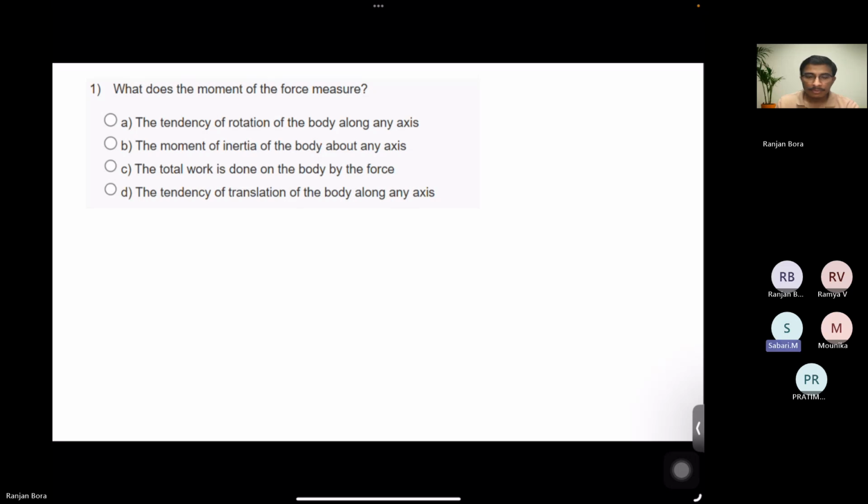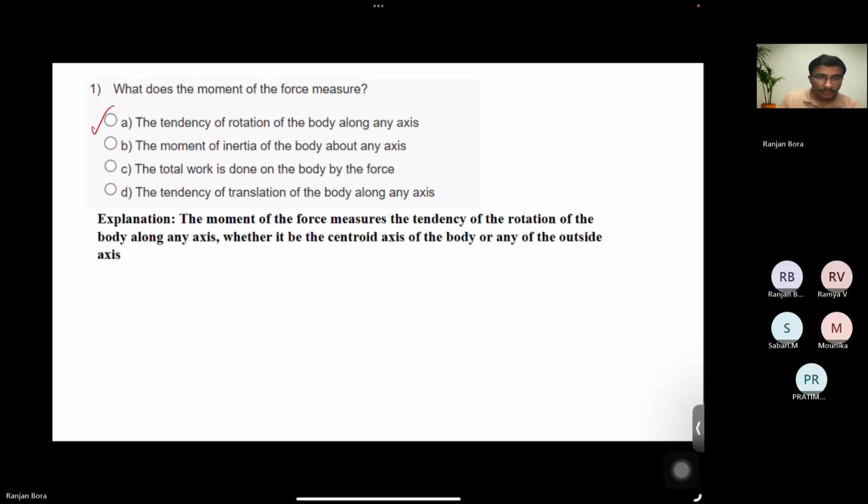Option A, yes, tendency of rotation. Yes, option A is correct. So what is the explanation? The moment of the force measures the tendency of the rotation of the body along any axis, whether it be the centroid axis of the body or any of the outside axis.